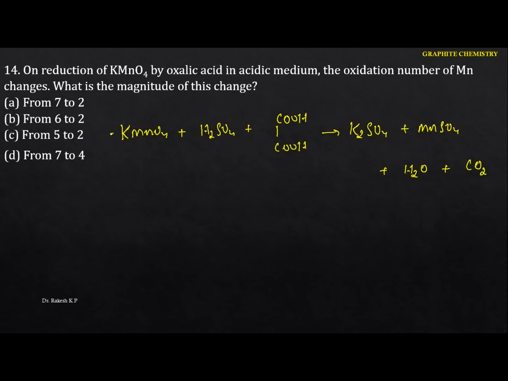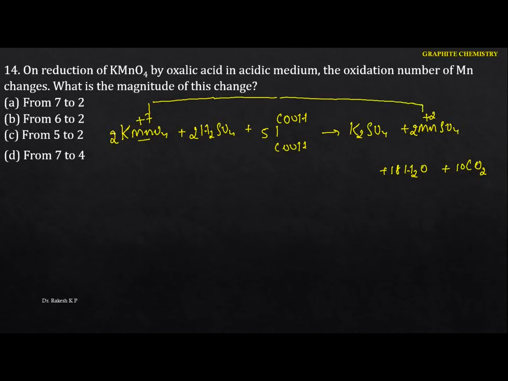Let me balance the equation. Here it is 2, and here also 2, and here it is 5. Here it will be 2, this is 18, and here it will be 10. Now what you have to identify is the change in the oxidation number of manganese. If we calculate the oxidation state of manganese, here we get +7, and here we get +2. That means it changes from +7 to +2.